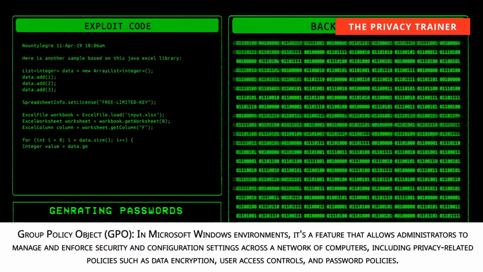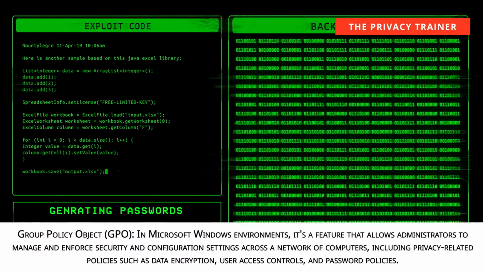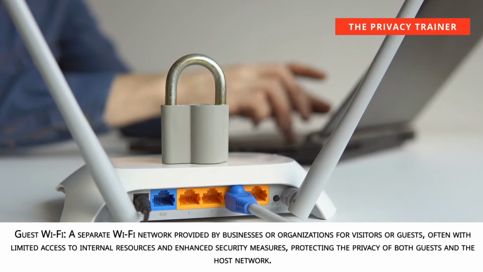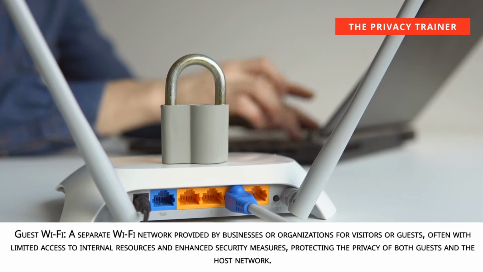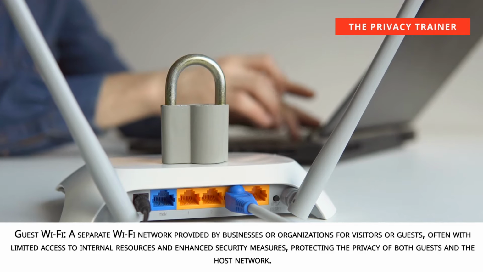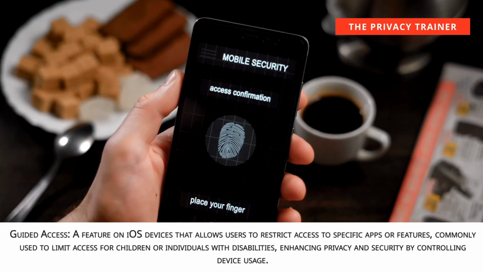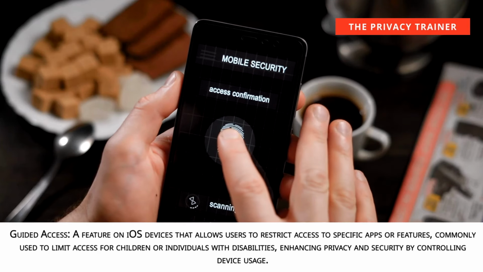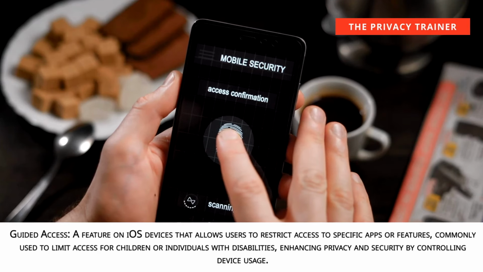Group Policy Object, GPO, in Microsoft Windows environments, it's a feature that allows administrators to manage and enforce security and configuration settings across a network of computers, including privacy-related policies such as data encryption, user access controls, and password policies. Guest Wi-Fi, a separate Wi-Fi network provided by businesses or organizations for visitors or guests, often with limited access to internal resources and enhanced security measures, protecting the privacy of both guests and the host network. Guided access, a feature on iOS devices that allows users to restrict access to specific apps or features, commonly used to limit access for children or individuals with disabilities, enhancing privacy and security by controlling device usage.